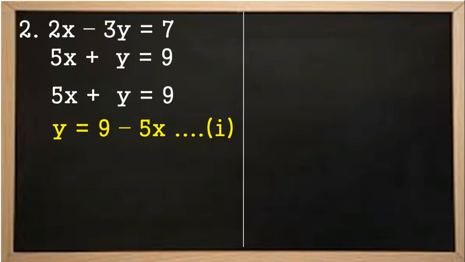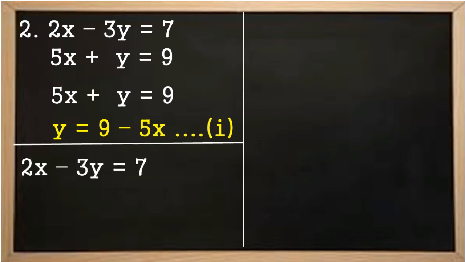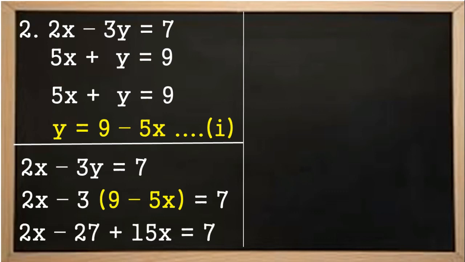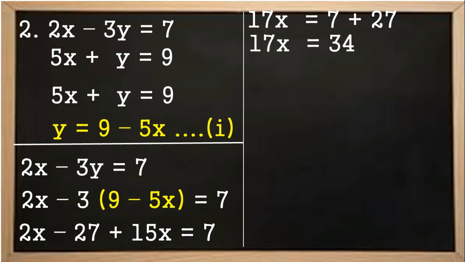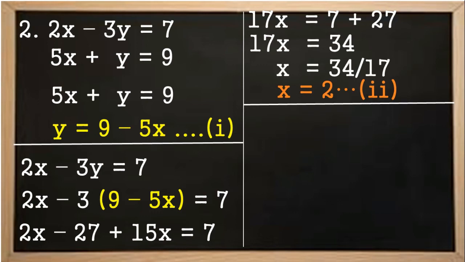Now as we have taken the second equation here, we need to consider the first equation, that is 2x minus 3y is equal to 7. In the place of y, substitute 9 minus 5x. Find out the product, that is 2x minus 27 plus 15x is equal to 7. 17x is equal to 7 minus 27 shifted to the other hand side. It results as 17x is equal to 34 and x is equal to 2. The second step is over.